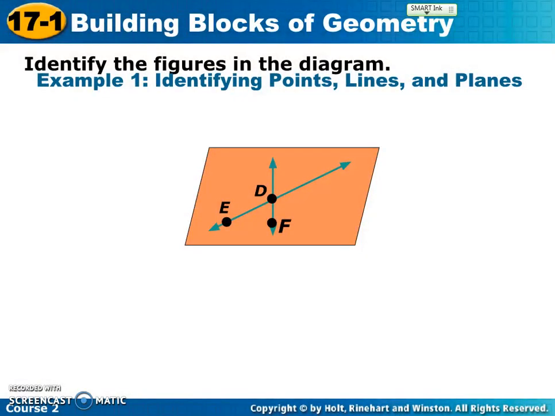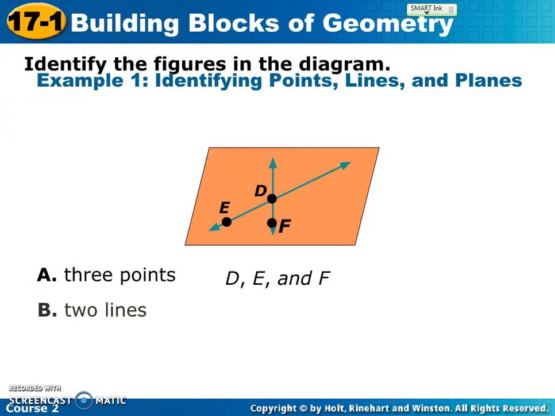Alright, so here let's go down to example 1, identifying points, lines, and planes. We have here some items that we need to identify. First of all, let's start with 3 points. We want to name 3 points from this picture. And if we notice on that plane, there are only 3 points listed. So we have points D, point E, and point F. And you notice here we just can name them by using the capital letter. They can be in any order as long as you have 3 of them. Let's go ahead and name 2 lines now.